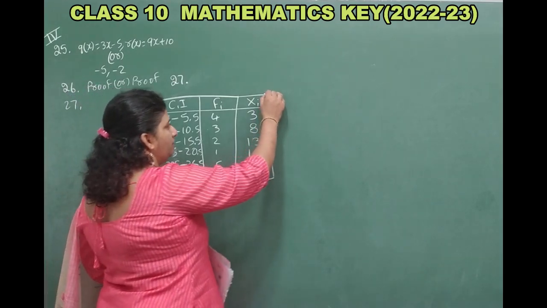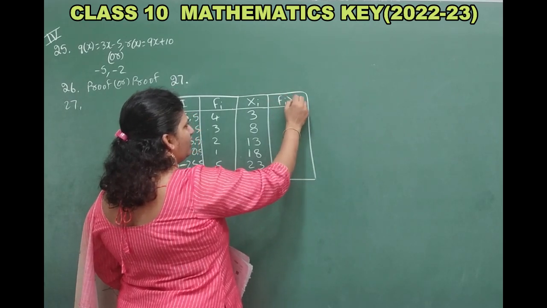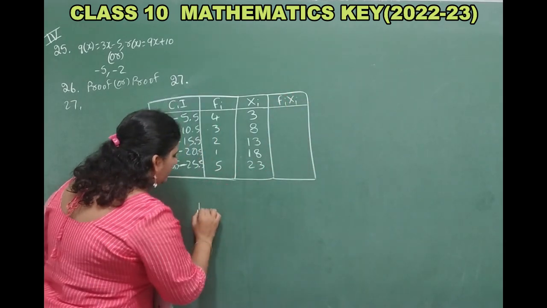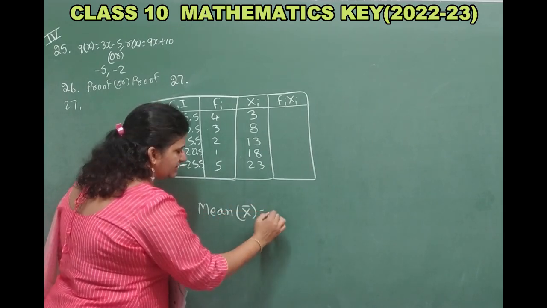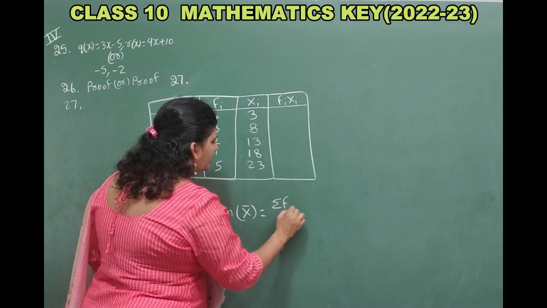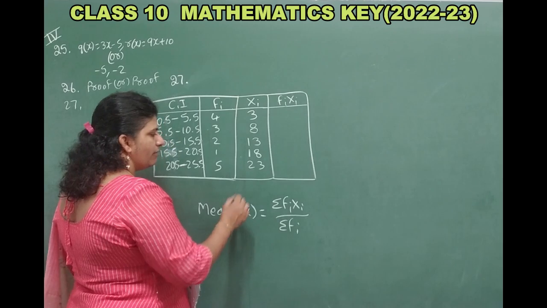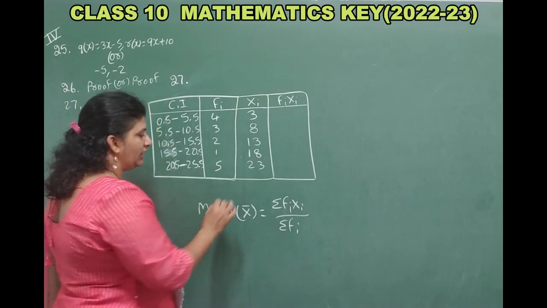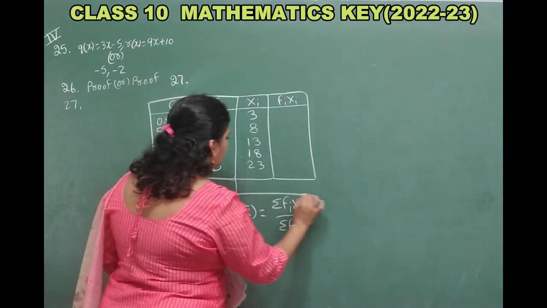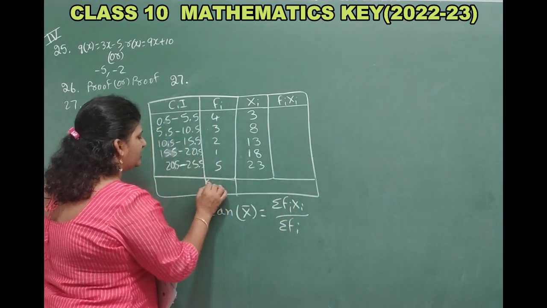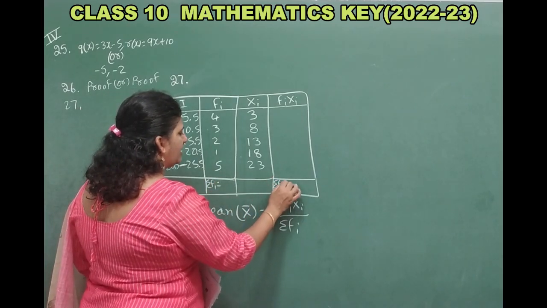And one more column, make it another column, Fi Xi. Because mean, what is the formula? Mean x bar is equal to summation Fi Xi by summation Fi. By direct method, I am finding the mean now. So you need another row, summation Fi Xi you need here.